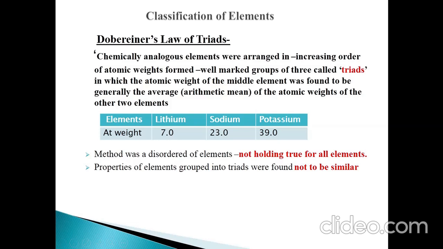So what Döbereiner did was try grouping elements in 3 and he called them triads. He classified elements on the basis of atomic weight. He found that it was not applicable to all the elements, and that's why his theory failed. So we know his contribution. Okay, now let us see.